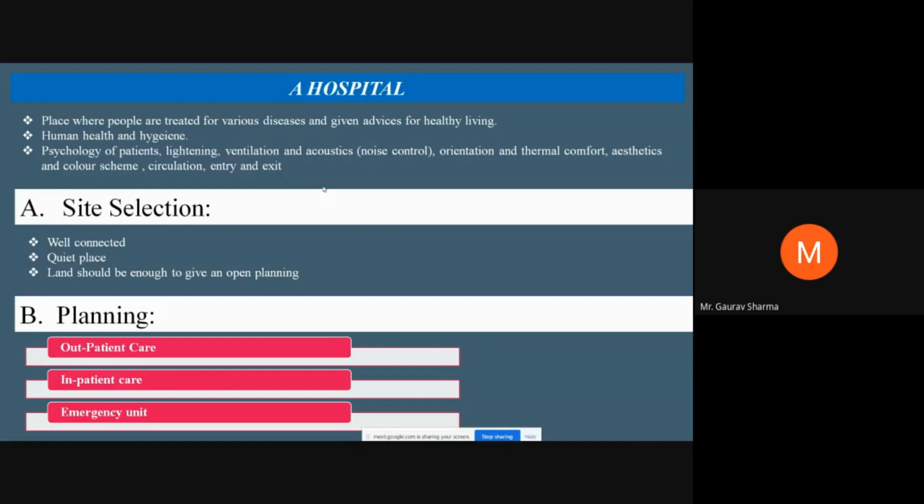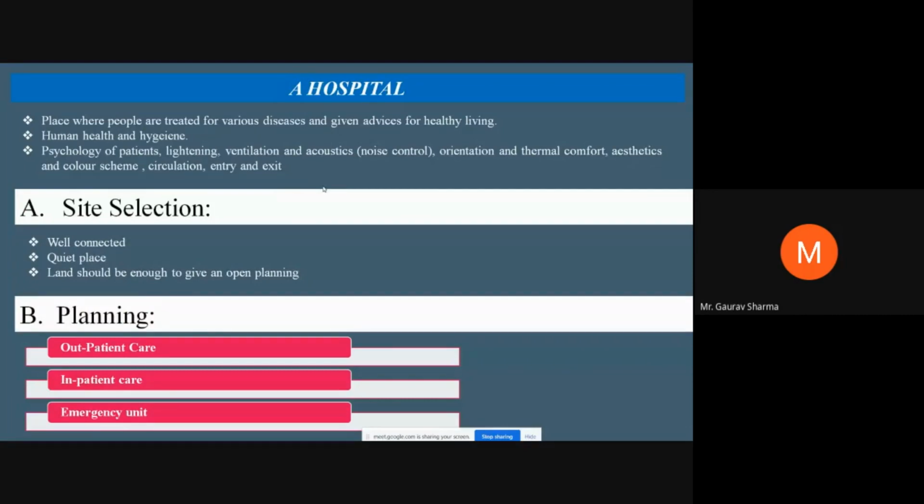Circulation, entry and exit. Circulation is a very important parameter that brings ease of movement, and that is one of the most needed requirements of a hospital building, because a lot of crowd will be there in that building, and people should have easy access on each floor and to each facility, with easy circulation. So that is the overall aim of designing a hospital building.